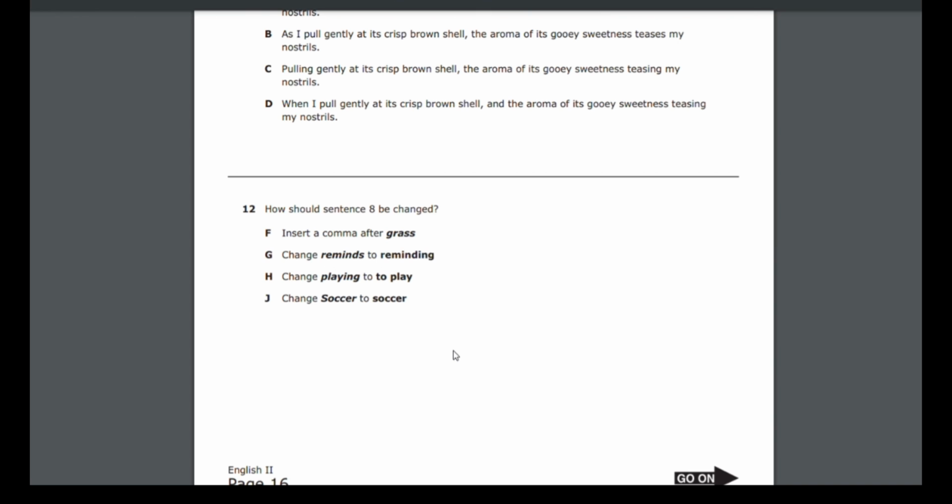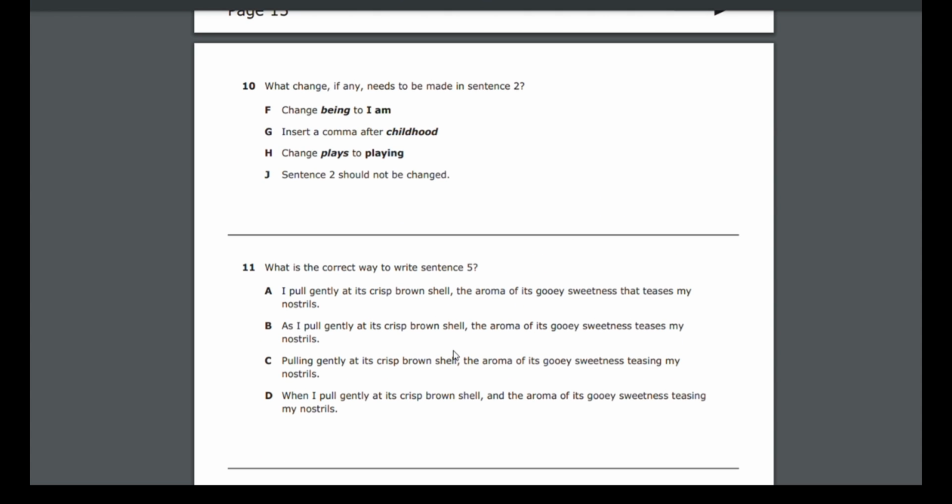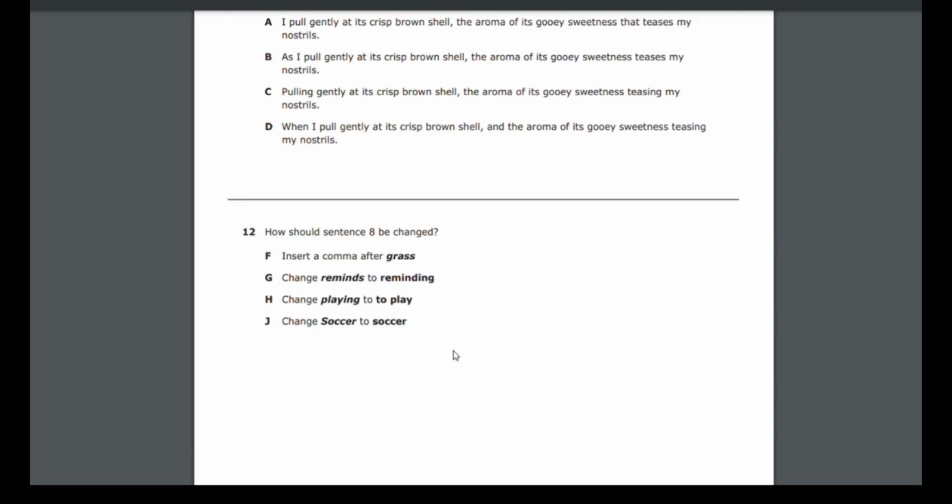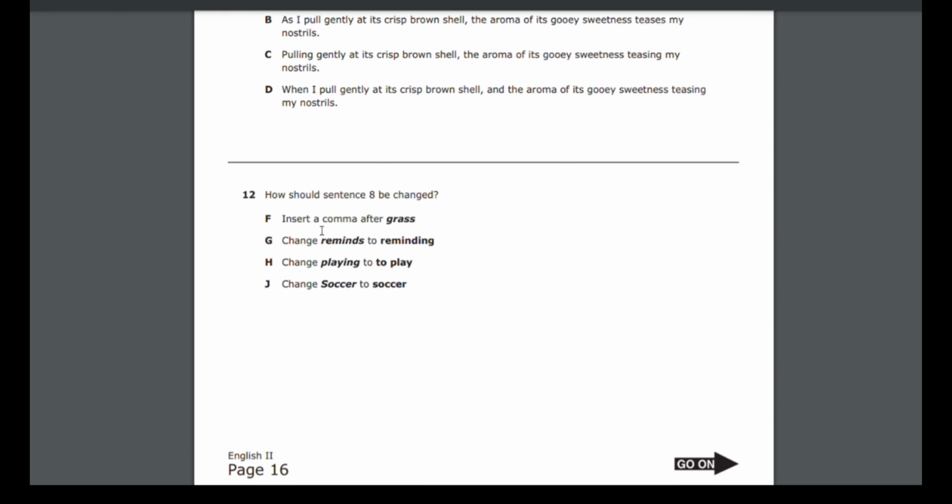So they just do the same thing in 12 that they did in 10. Wherever they need to substitute, they substitute. So they insert a comma after grass. They read it, they say grass, they take that breath for that comma, and then keep reading. Then they change reminds to reminding, playing to play, soccer to soccer. Well, this one we know that capitalization rules, we're not talking about a specific soccer team, just a sport in general, so J is automatically wrong.